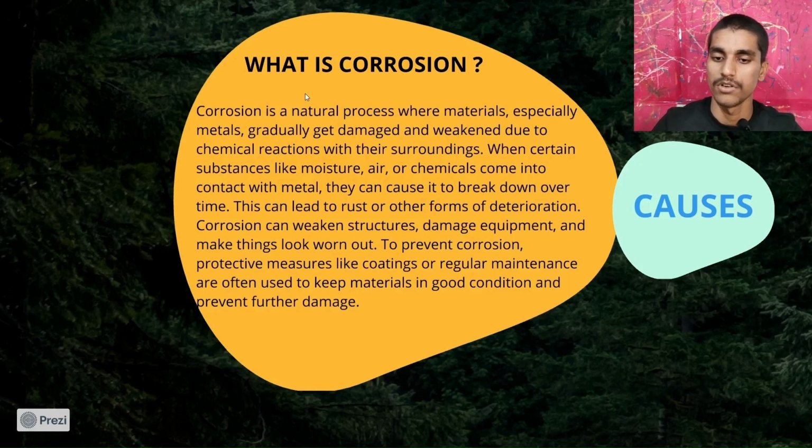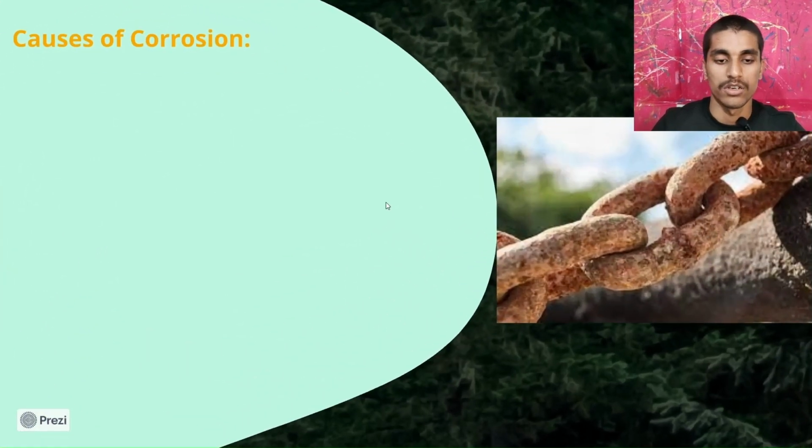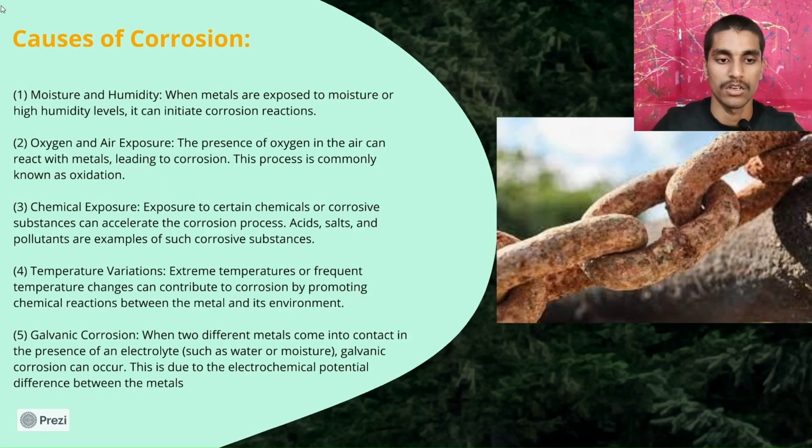In the first slide, we learned about corrosion. So we can move to the second slide. Here, what are the causes of corrosion? Corrosion is caused by these five factors. The first one is moisture and humidity. The second is contact of the metal with oxygen and air. The presence of oxygen in the air can react with metals, leading to corrosion. This process is commonly known as oxidation.